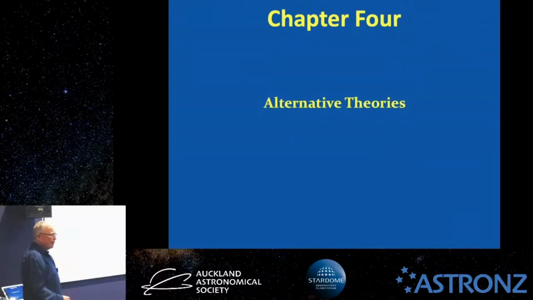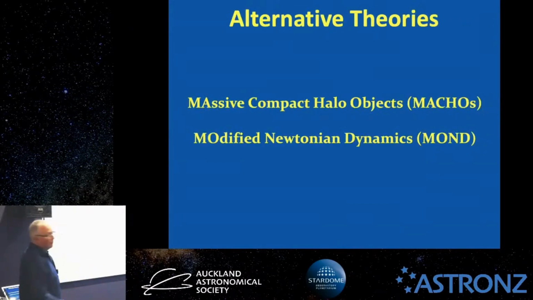So there's always people out there with other alternative theories of what it could be, despite good hard evidence. So let's have a look at the two most common ones that you'll hear. One, massive compact halo objects, or the acronym MACHOs, and of course that's a play on words against the WIMPs, MACHOs versus WIMPs, and MOND, which stands for Modified Newtonian Dynamics.